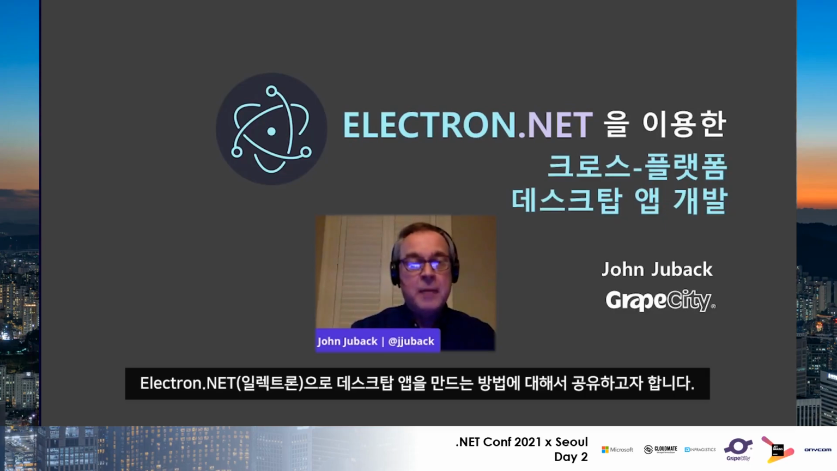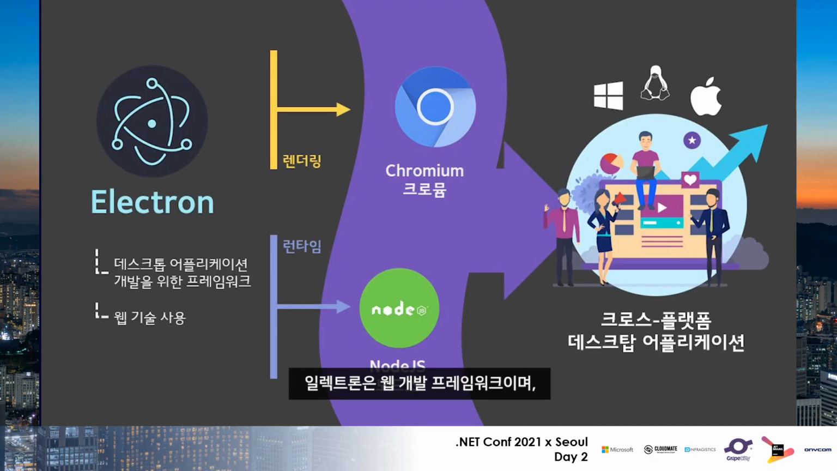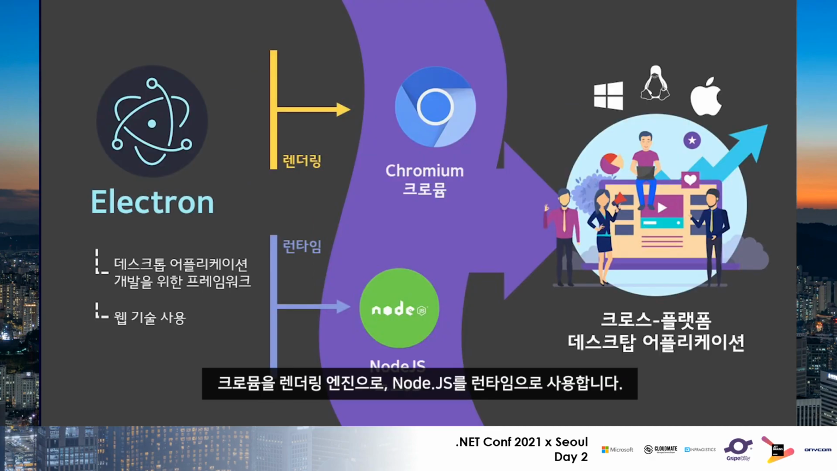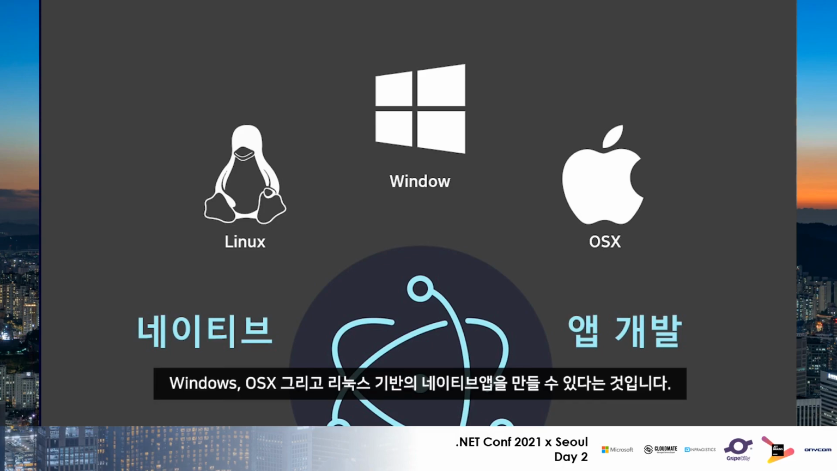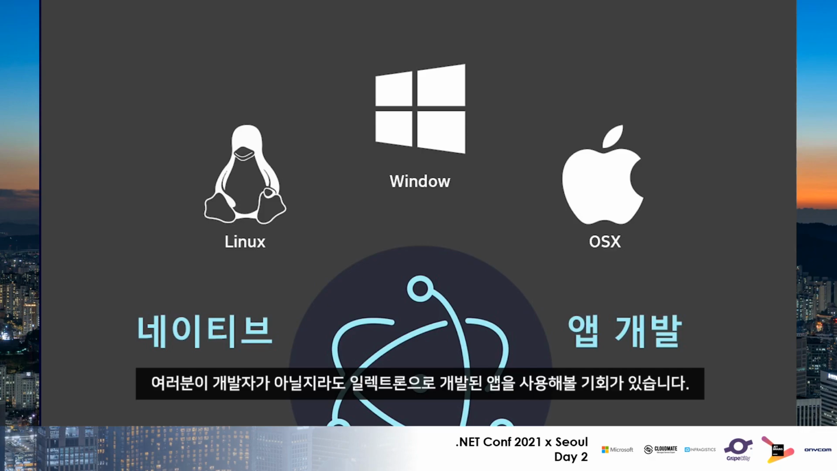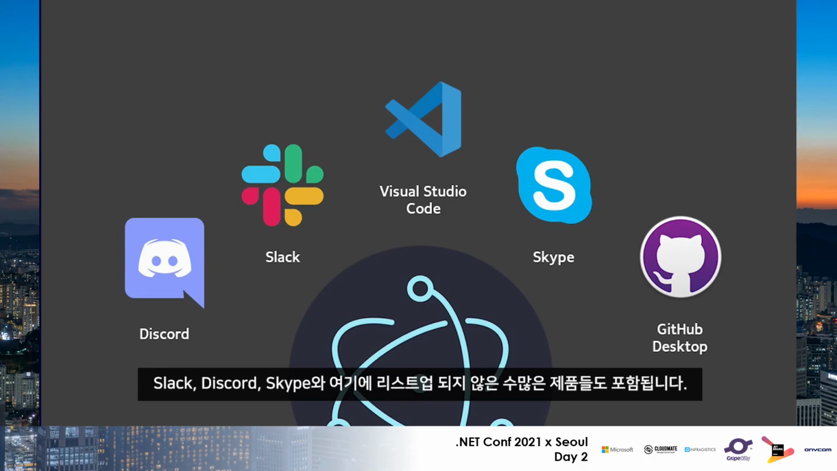apps with Electron.NET. And if you're not totally familiar with Electron, Electron is a web development framework that uses technology such as the Chromium rendering engine and the Node.js runtime. And one of the main advantages of Electron is that it allows you to target native applications for Windows, OS X, and Linux. And even if you're not a developer, chances are you've used something that's built with Electron. For our .NET community, I think Visual Studio Code would be at the top of that list, but also other products like Slack, Discord, Skype, and dozens of others that are not listed here.